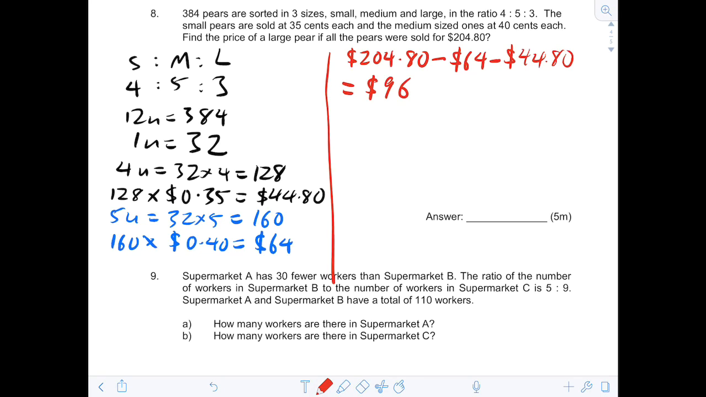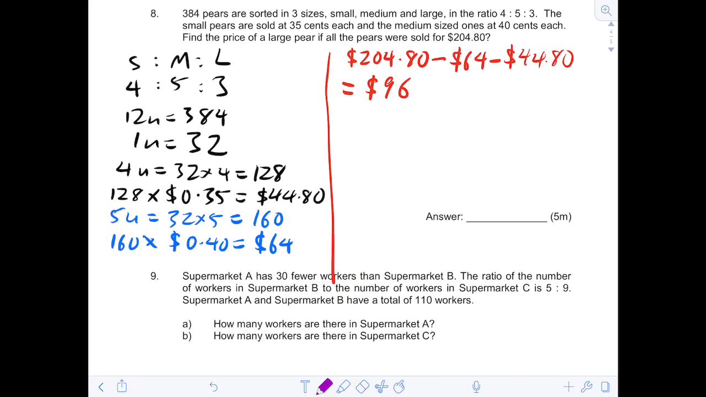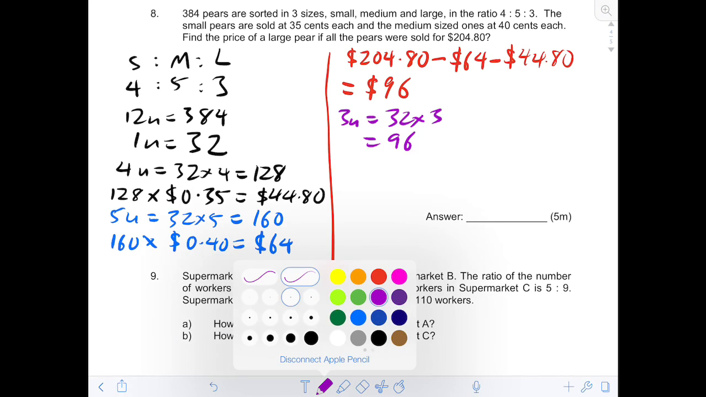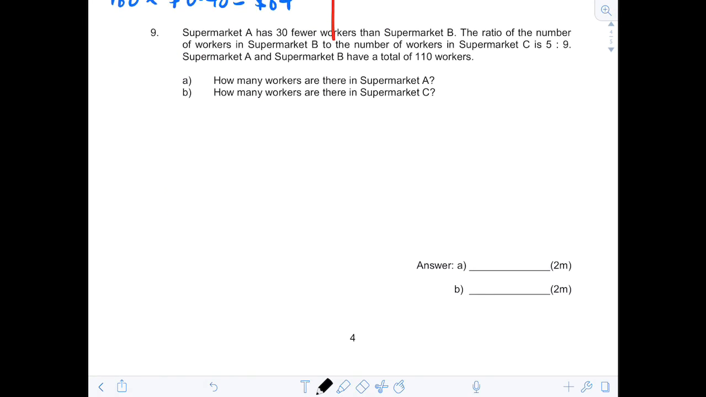Okay, and here we have to find, the last part, don't forget, how many large pairs are there. So 3 units is the number of large pairs. We have to take 3 units is 32 times 3, you get 96. So to find how much one pair costs, some of you almost got this question correct, you just missed this last part. You have to take the $96 divided by the 96 large pairs, and therefore each large pair actually costs $1. Okay.